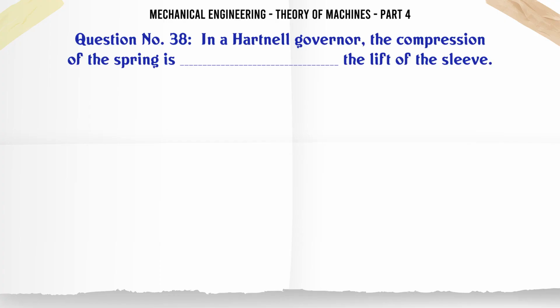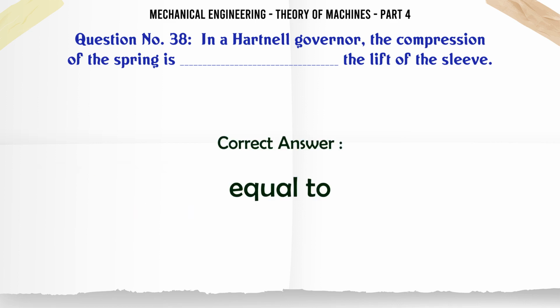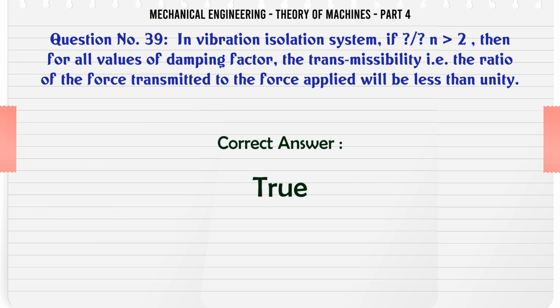In a Hartnell governor, the compression of the spring is the lift of the sleeve. A equal to, B less than, C greater than. The correct answer is equal to. In vibration isolation system, if ω/ωn > √2 then for all values of damping factor, the transmissibility, i.e. the ratio of the force transmitted to the force applied, will be less than unity. A true, B false. The correct answer is true.